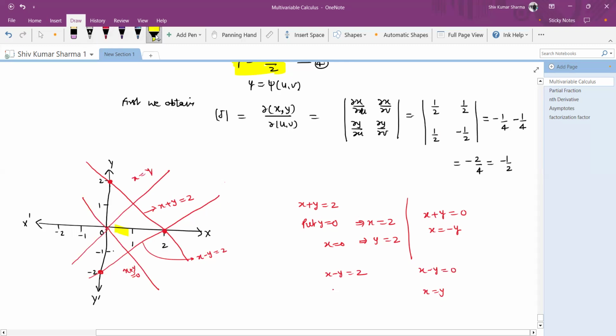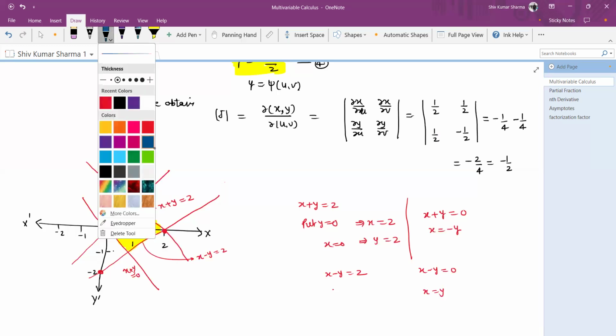So what is the bounded region? This is the bounded region as per the given question. This is our bounded region when we are going to evaluate this integral.